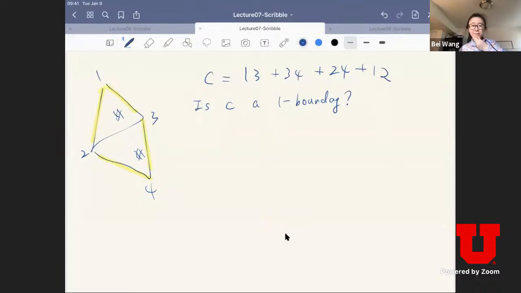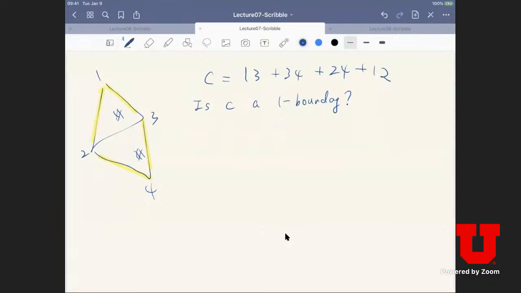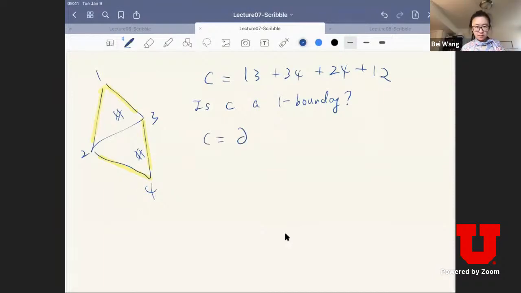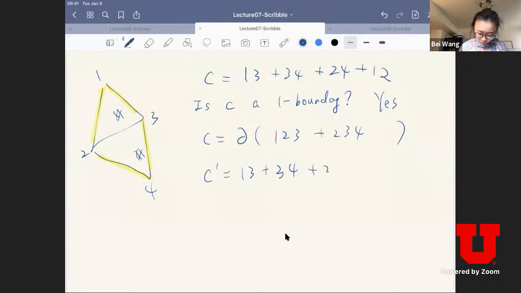The answer is yes. Why? It is a boundary of the 2 triangles. So it's a boundary of a linear combination of 1,2,3 plus 2,3,4. Okay. But of course, I can do this. If I have C prime is 1,3 plus 3,4 plus 2,3, okay, is this a 1 boundary?